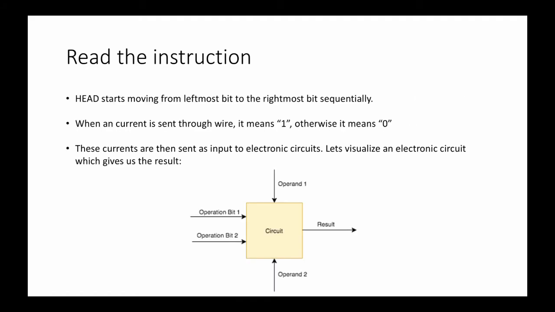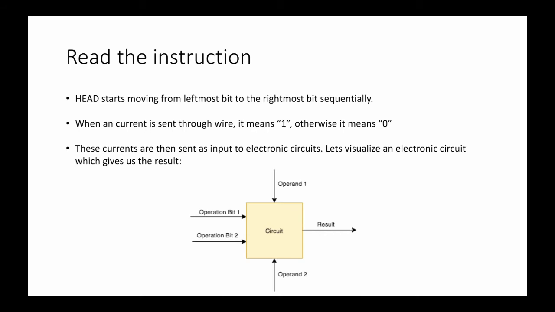To go ahead with reading the instruction, let's assume the head starts moving from the leftmost bit to the rightmost bit sequentially. So, as it is moving from one block to another, if it's a low magnetic field, there is no current generated. If there is a high magnetic field, a current is getting generated. Now, when a current is getting generated to the electronic circuit, it will mean 1, otherwise it would mean 0, right?